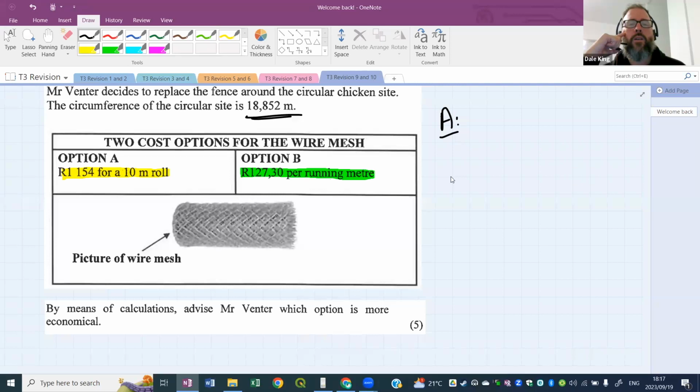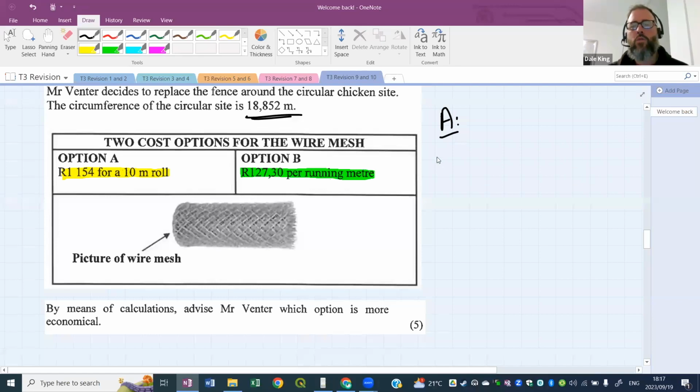It means that what you're going to have to do is take the 18,852 and divide it by the 10 meters and multiply it by 1,154 rand. Okay, you've got to be careful with this one, because you can only buy this fence in a 10-meter roll. You can't buy anything less than a 10-meter roll. So what you should ask is, if he needs roughly 18.8 meters, how many 10-meter rolls will he need? 2. You will need 2.